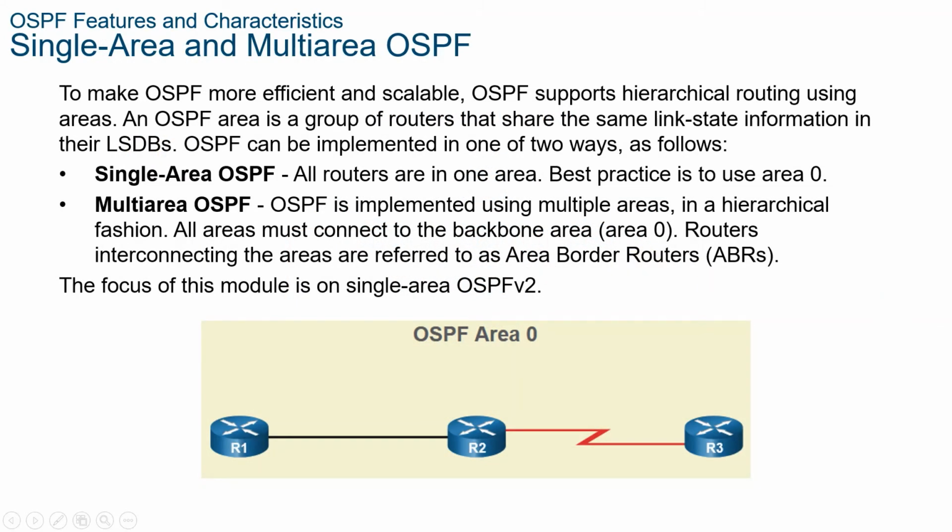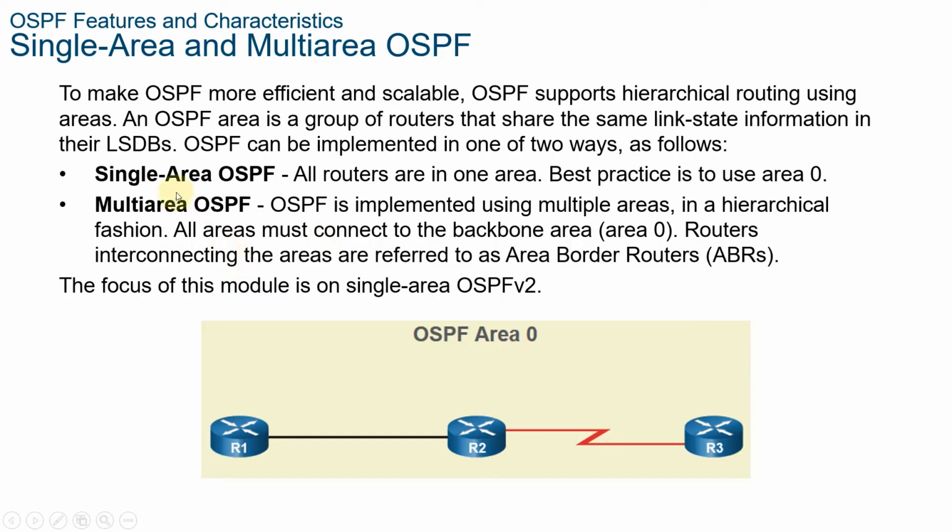So next would be the single area and the multi-area OSPF. To make OSPF more efficient and scalable, OSPF supports hierarchical routing using areas. An OSPF area is a group of routers that share the same link state information in their LSDBs. OSPF can be implemented in one of two ways, as follows.